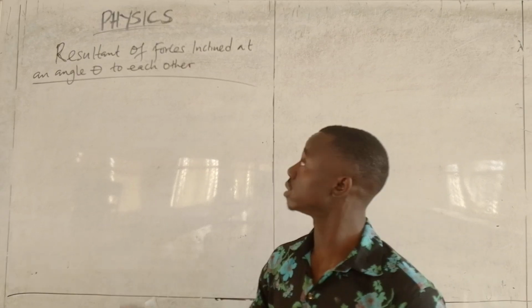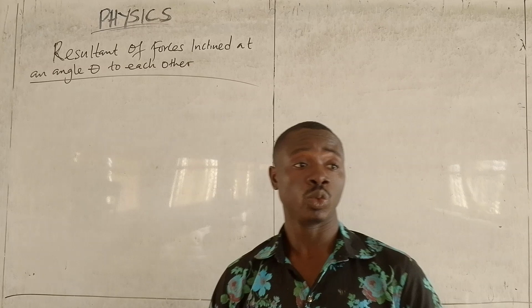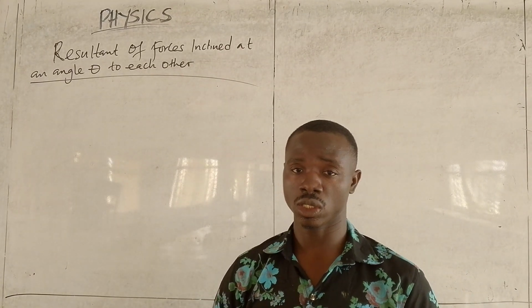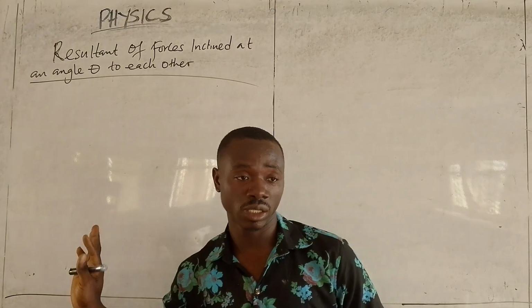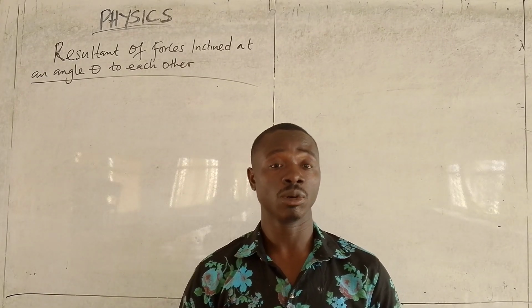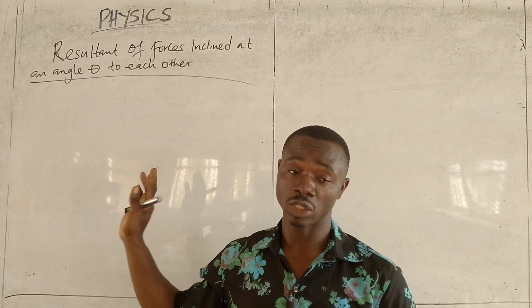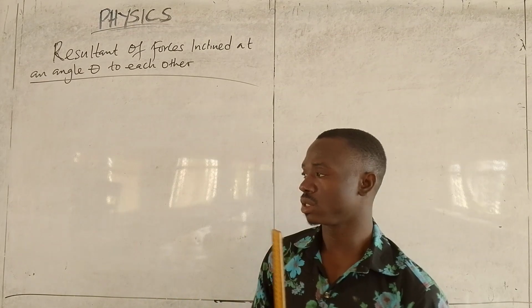Right now, I want to look at the resultant of forces inclined at an angle theta to each other. When two forces are inclined at an angle theta to each other, how do you handle the resultant? You are going to apply the law of parallelogram of forces here, because you are not going to find the resultant just like we did for parallel forces.